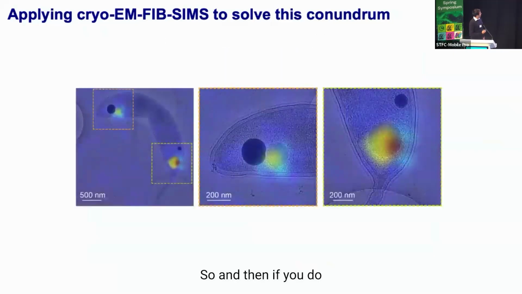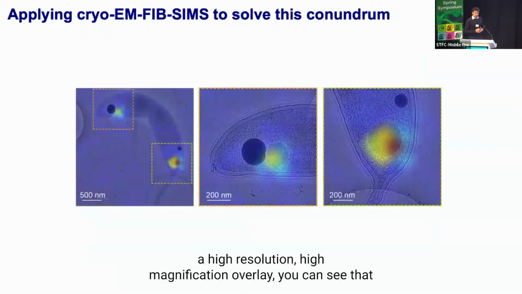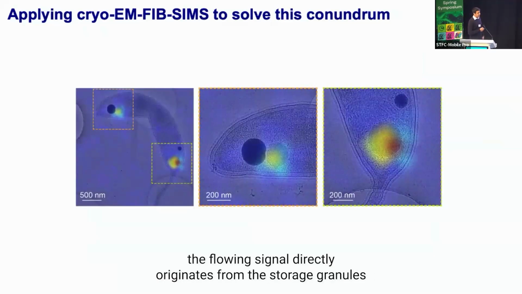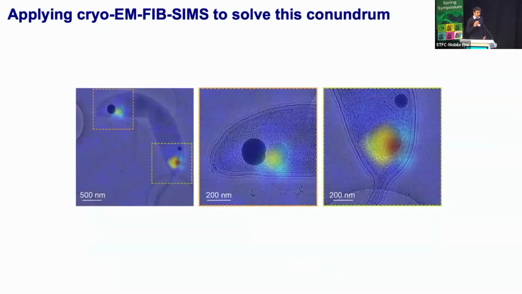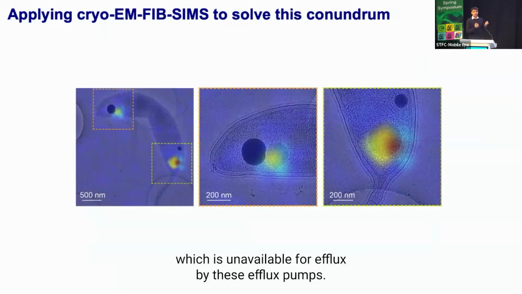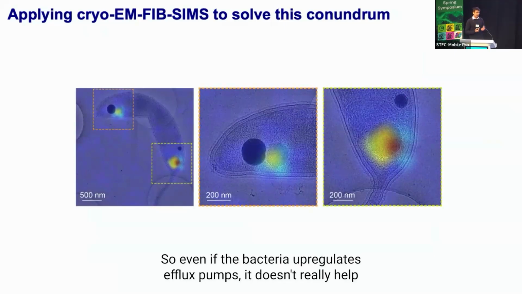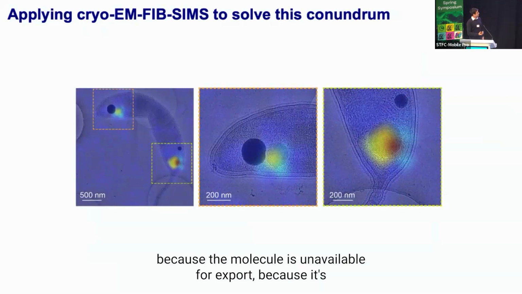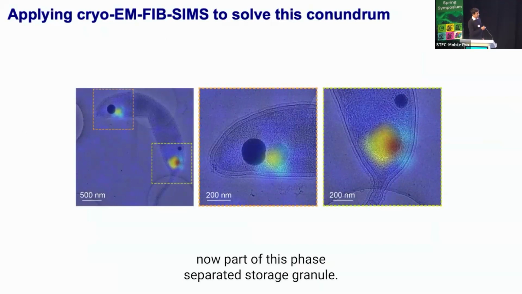So, and then if we do a high resolution, high magnification overlay, we can see that the fluorine signal directly originates from the storage granules, telling us that the fluorine and the BPAF is going inside the storage granules, which is unavailable for efflux by these efflux pumps. So even if the bacteria upregulates its efflux pumps, it doesn't really help, because the molecule is unavailable for export, because it's now part of this phase-separated storage granule.